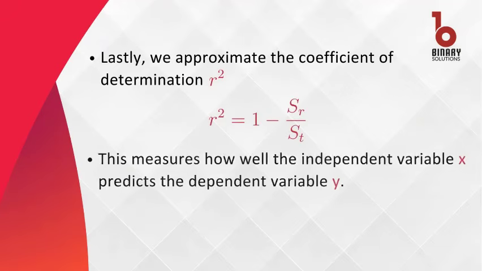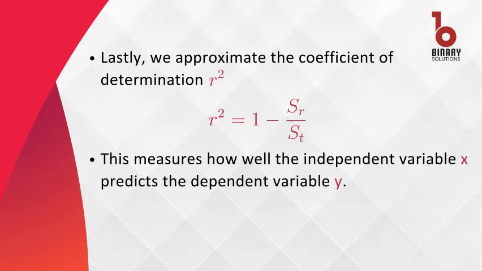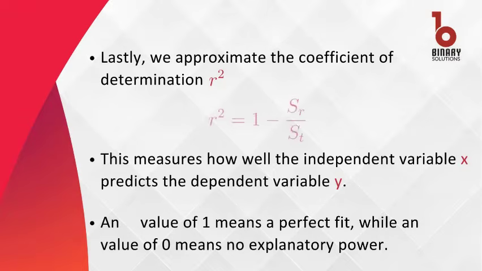R squared quantifies the proportion of the variance in the dependent variable y that is predicted from the independent variable x. R squared equal to 1 indicates the model perfectly fits the data. R squared equal to 0 indicates the model does not explain any of the variance in the data. So, in order to select the best model, we will compare R squared values and select the one that has the highest value of R squared.